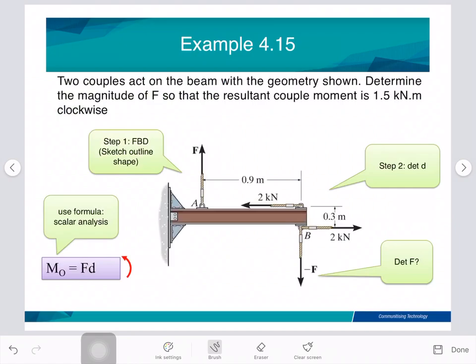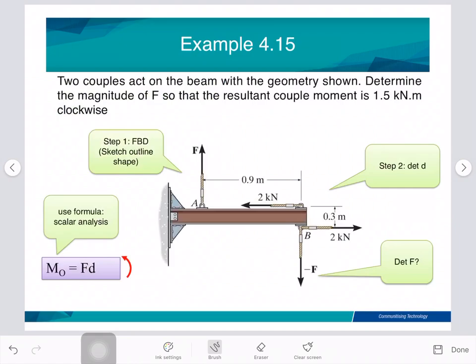Okay, let's do this example 4.15. Let's read the question. Two couples act on the beam with the geometry shown. Determine the magnitude of F so that the resultant couple moment is 1.5 kN·m clockwise.